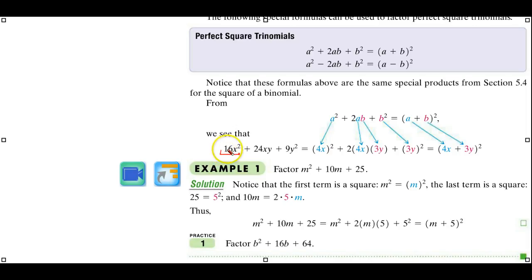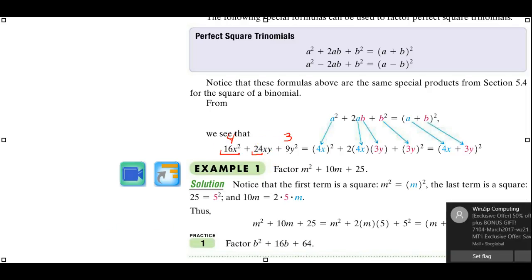As we look at something, is the first term of the trinomial a perfect square? Is the last term a perfect square? And these are both plus. Now this could either be negative or positive, but if you take the square root of this and get a 4, and the square root of this and get a 3, and you multiply these together and then double it and you get your b term, then that is a perfect square trinomial.